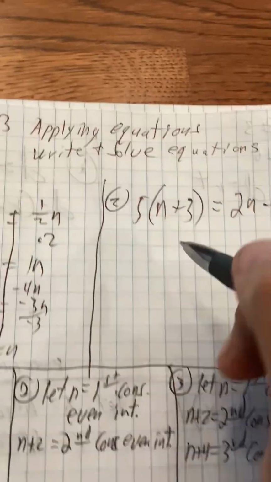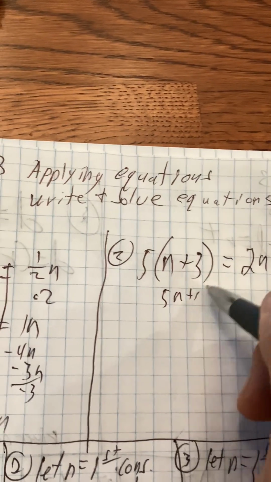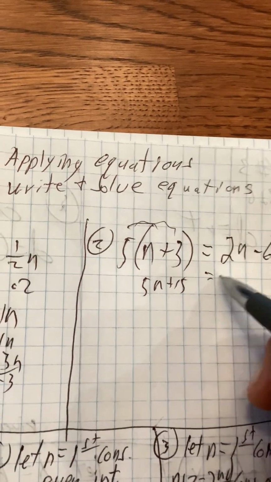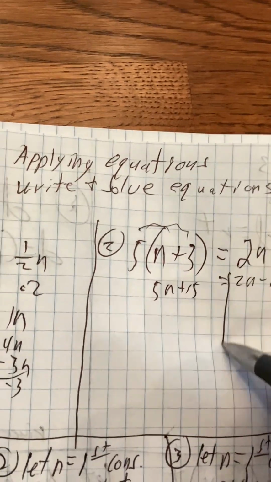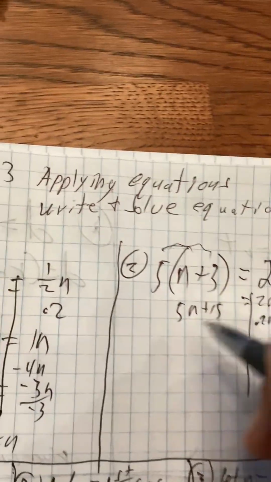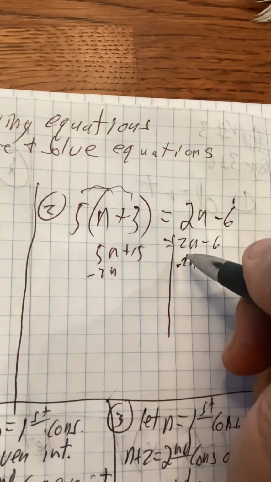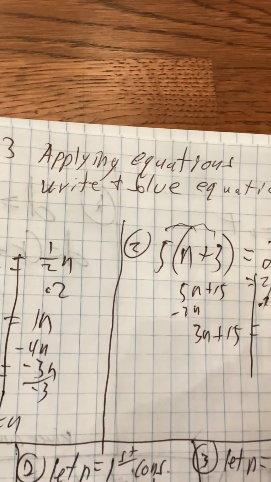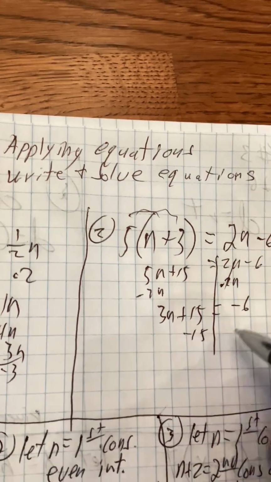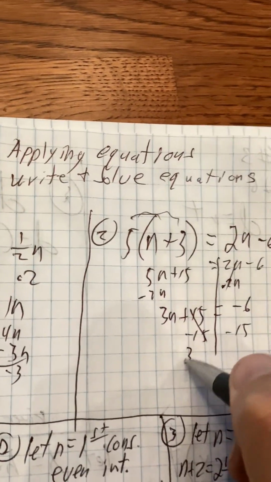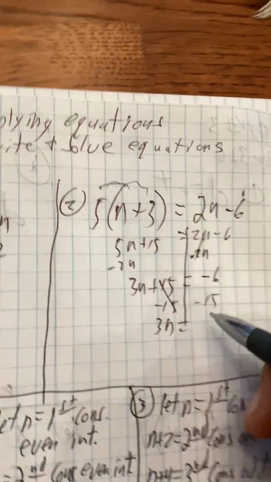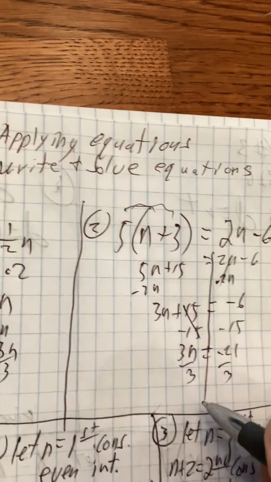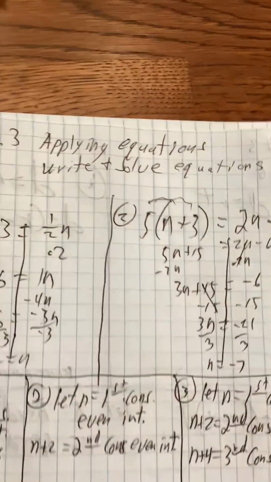So I'm going to distribute. So 5n plus 15, I'm going to multiply both of those by 5, equals 2n minus 6. And now I'm ready to solve. So get the variables on one side. I go after the smaller one. So 3n plus 15 equals negative 6. Minus 15 from both sides. 3n equals bad guys and bad guys. That's a lot of bad guys. Divide by 3, divide by 3, n equals negative 7.